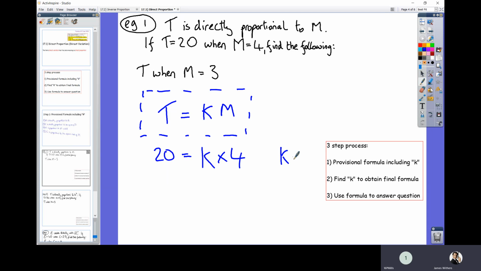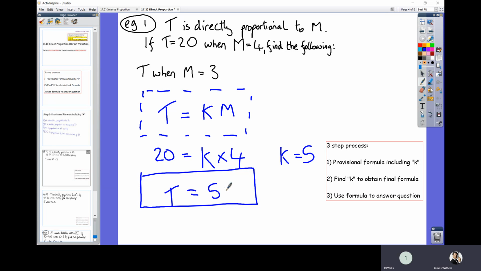Good. So therefore, what is your new improved formula? T equals 5M. Exactly. And then the question may or may not ask you to use that formula. This question it does. So what's your final answer going to be? Right, so 5 times 3. So T equals 5 times 3, which equals 15. Lovely. So that would be your final answer.